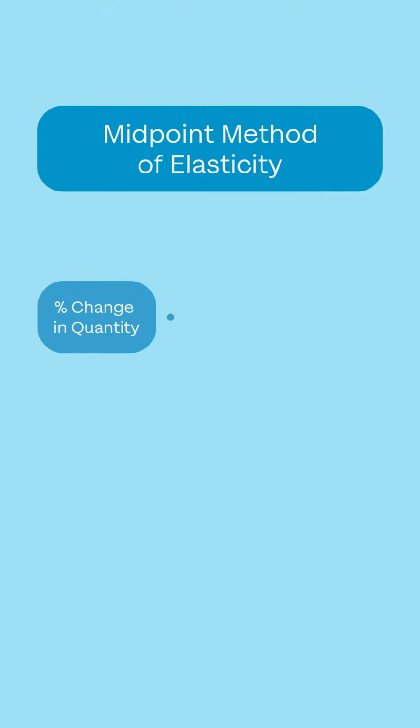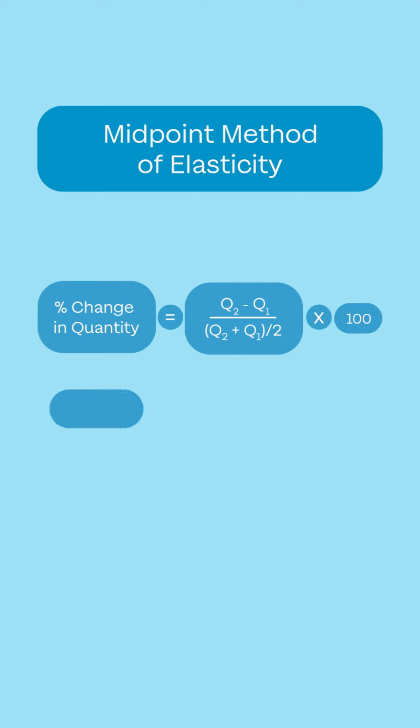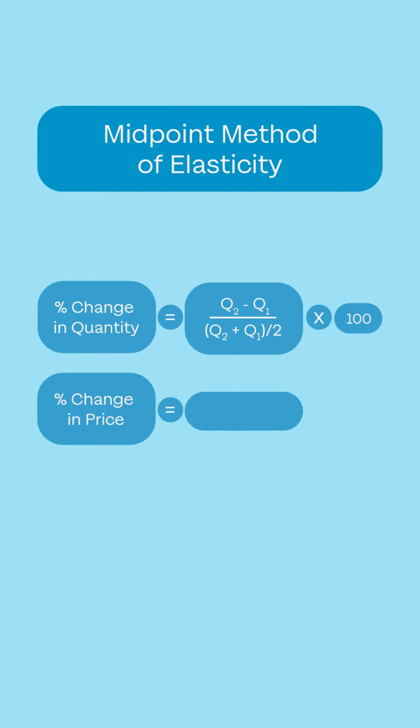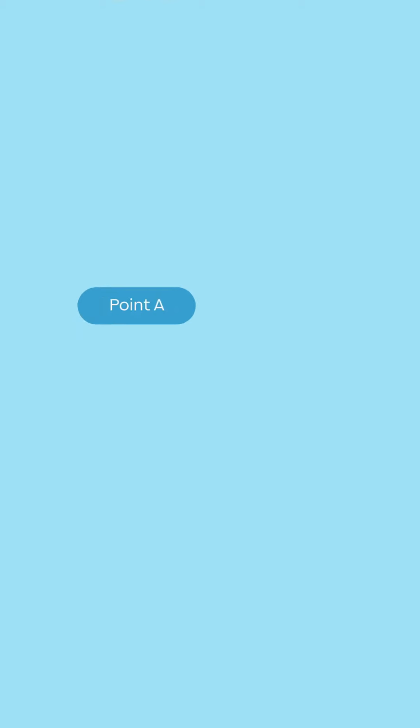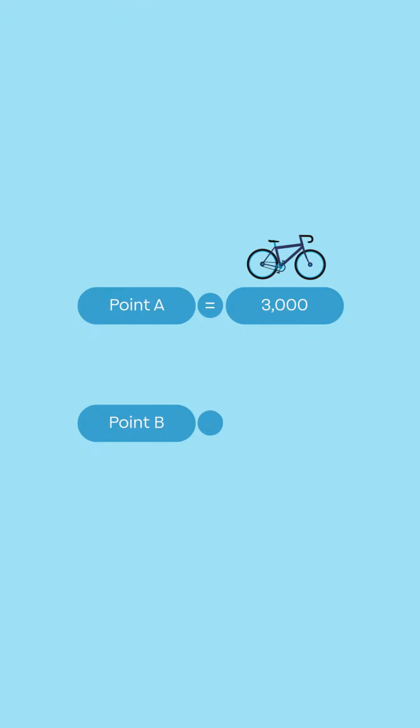Price elasticity is the percent change in quantity over the percent change in price. So the first thing we need to find is the percent change in quantity and the percent change in price between the 2 points. Both can be found using the midpoint method of elasticity. The midpoint formula states that percentage change can be found by taking the difference between point 2 and point 1 and dividing it by the sum of points 1 and 2 divided by 2. This is then multiplied by 100 to get a percentage. For our example, B is point 1 and A is point 2, because we're decreasing from B to A.